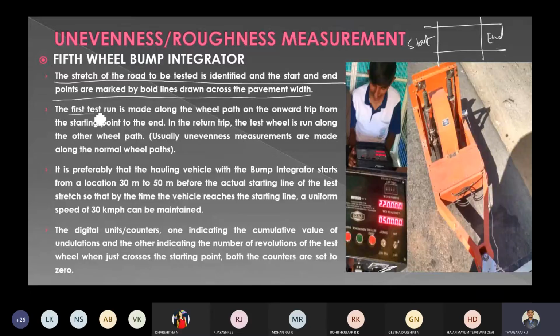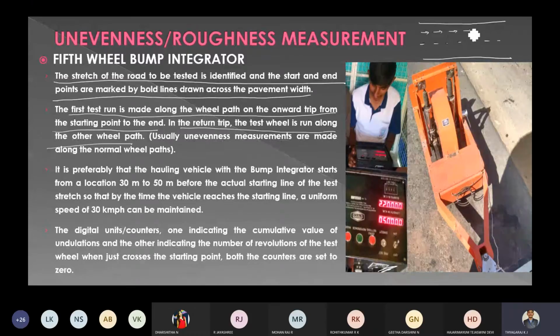Then the first run is made along the wheel path on the onward trip from the starting point to the end. In the return trip, the test wheel is run along the other wheel path. So I will show here how this will be running. If you consider this as a road, this is 2-lane. First it will be moved along this path, and while returning it will also be moving along this path. So the outward path it will cover first, then it will take a U-turn and move in the other path.